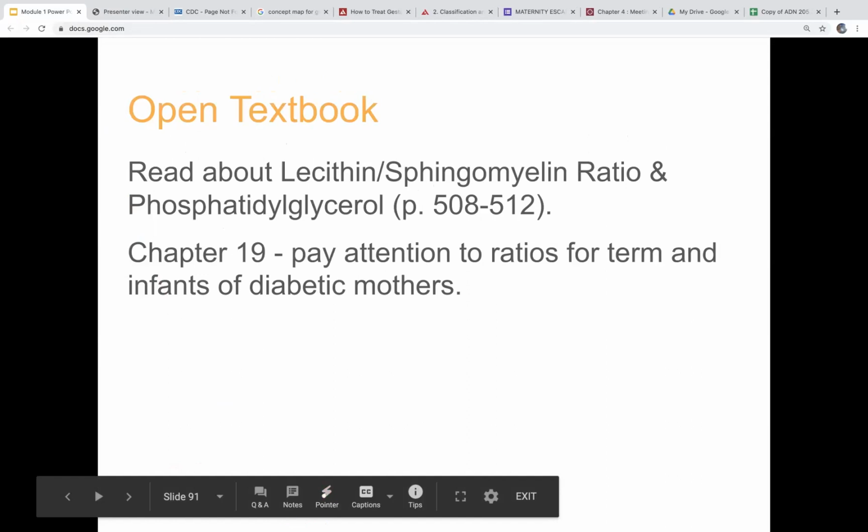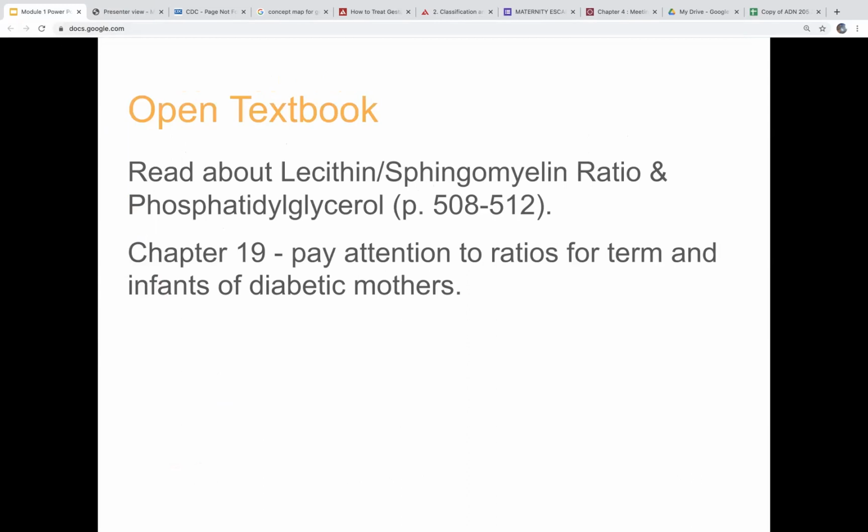Okay. Anyway, LS ratio. So look at page 508. At the top of the page under medical management, it tells you lung maturity is determined with the lecithin sphingomyelin or LS ratio before elective induction or cesarean birth and for women in preterm labor. Okay, so that's telling you what that LS ratio is. So very important. Then if you go to page 512, about halfway down, right above complications of RDS. Now, again, this is in chapter 17, but I want you to know this now.